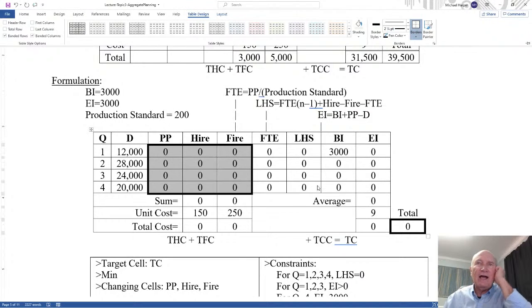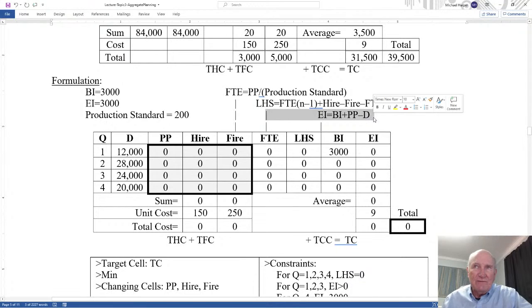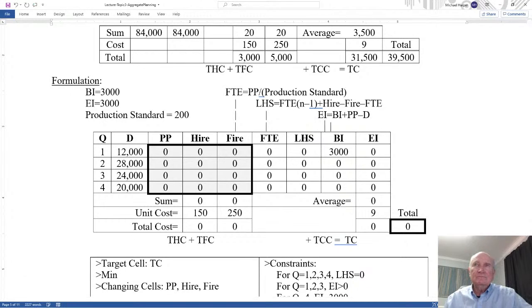But in order to do that, I have to connect these variables up here with the actual total cost. I have to connect them, and that's what the equilibrium equations of labor and equilibrium equations of inventory is for. It's exactly what this does. There we go. It's going to equate all these things. So essentially, here's my labor equations down here. There's my FTEs.